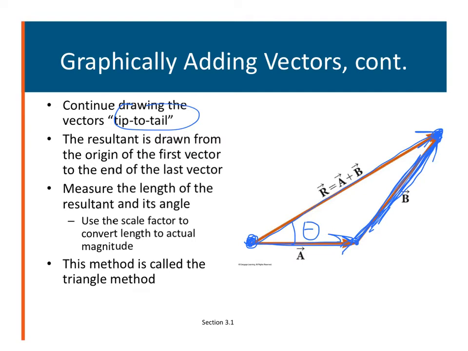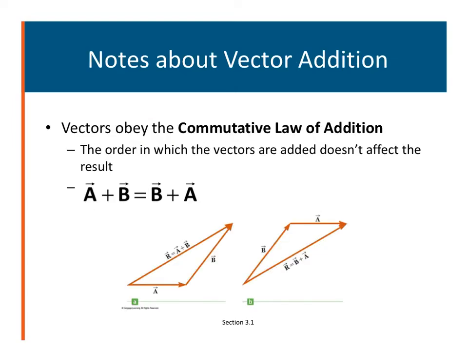Now, if we actually drew this to scale and measured out these arrows, we could just measure this arrow using our scale and find the actual magnitude by using a ruler. The issue with that method is it's limited by your ability to draw precisely, and your answers aren't quite as accurate. This is called the triangle method or the tip-to-tail method, and we are going to use this just for a graphical representation.